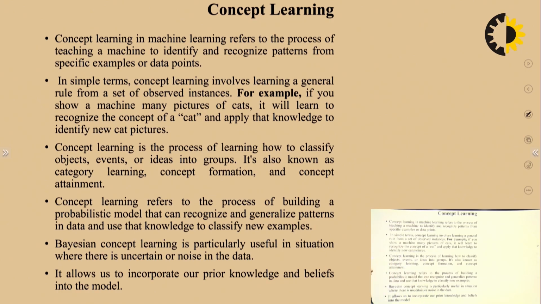Concept learning is a process of learning how to classify objects, events or data into groups, and it is also known as category learning. In concept learning, we also use Bayesian learning concepts, which are particularly useful where uncertain or noisy data are given.